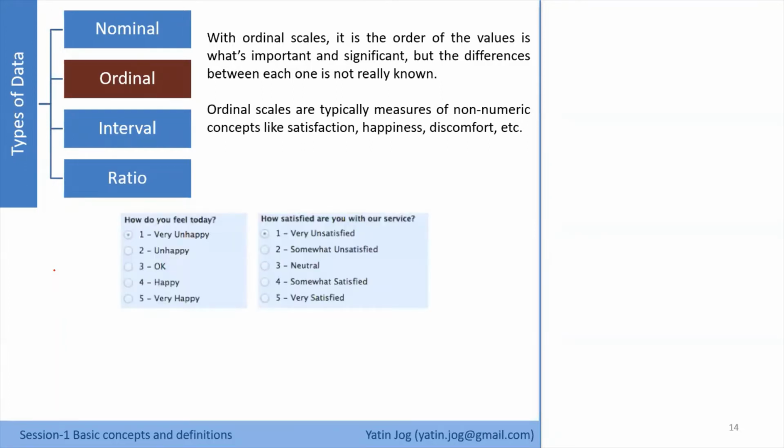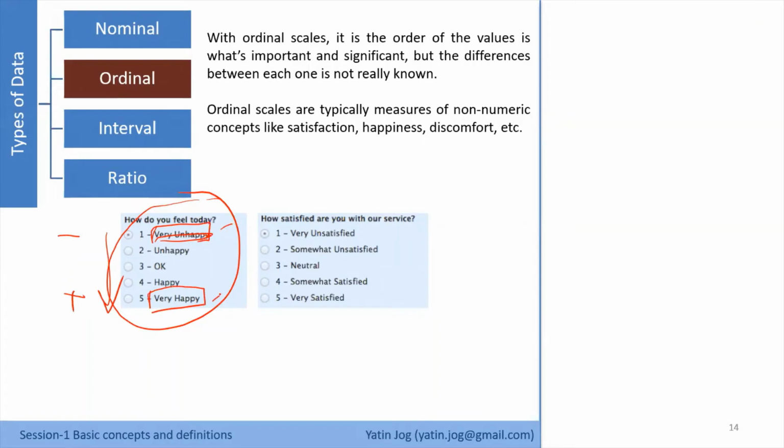Look at the first example. My question is, how do you feel today? And my possible answers are very unhappy, unhappy, okay, happy, very happy. Now you can see there is some order in my answers. I'm going from negative to positive. There is some order, there is some sequence. If my first option is very unhappy, then my last option has to be very happy. Extreme negative and extreme positive.